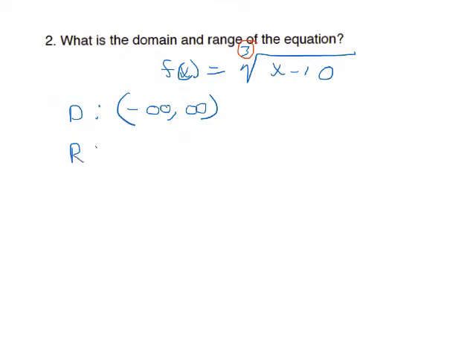Alright, so what about the range? Well, take a look at your graph. Just observe the graph. Can you see what the range is? In this situation, if you're a little person walking along the y-axis, you can look right or left and always see the graph. So that means your range is going to be from negative infinity to positive infinity as well.